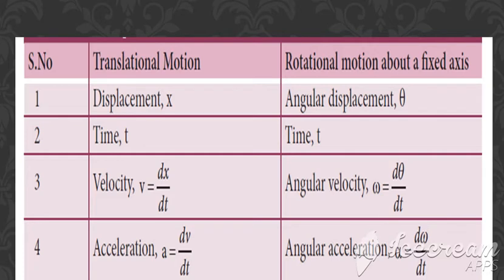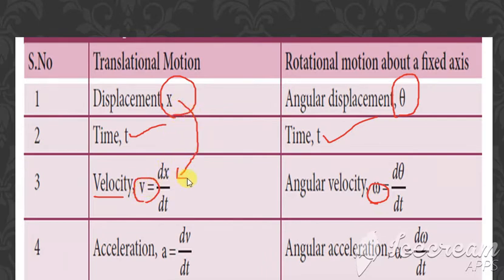So next is how we write the terms in translational as well as in rotational. Displacement in translational is written as x, and for rotational it is written as theta. Time is the same, t, in both. Then velocity is written as v, here it is written as omega. Velocity is the rate of change of displacement, so we write dx divided by dt, and here it is d theta. So omega is equal to d theta divided by dt.